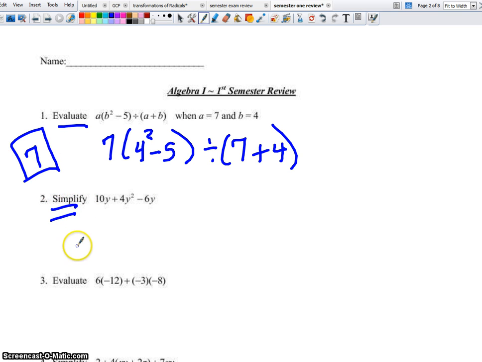Simplify means you're going to combine your like terms. So if you look, you have a 10y and a 6y. They both have the same letter with the same exponent, so they get combined. And you just use your calculator if you need to. 10 minus 6 is 4y plus 4y squared. Because this right here didn't have anything to combine with, you just brought it along.